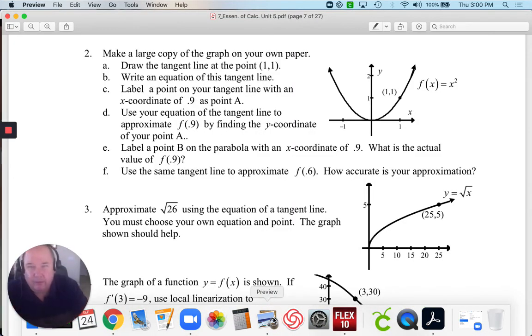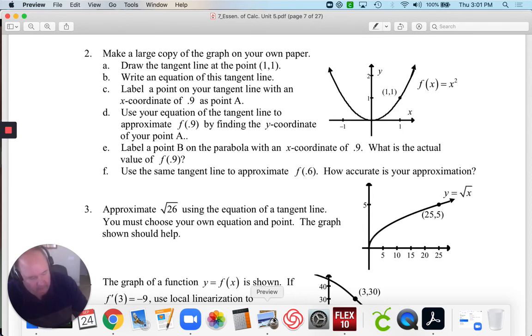It's the next part here. It says label a point. Now label a point on your tangent line with an x coordinate of 0.9. So if I look for 0.9, it's below. So I did that. Use your equation of a tangent line to approximate 0.9.